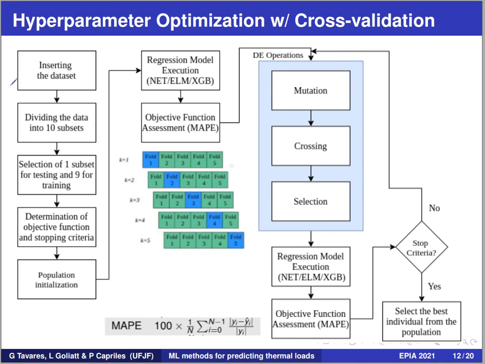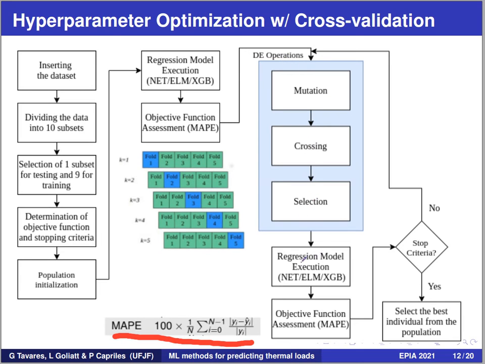So this is the workflow used in this study. First, we got the data set. It is divided into 10 subsets: one subset is used for testing, and the other 9 are used for training. The population is initialized, and then we set the regression model. The objective function is the mean absolute percentage error, shown here. Then starts the evolutionary cycle in the differential evolution algorithm: the mutation, crossover, and selection.